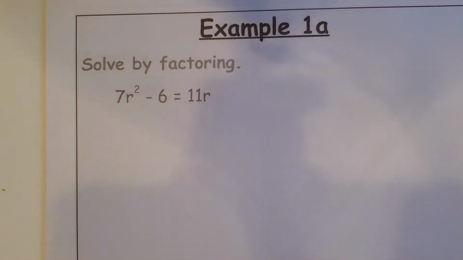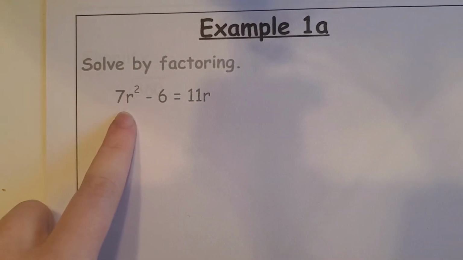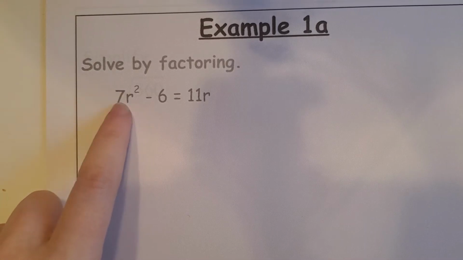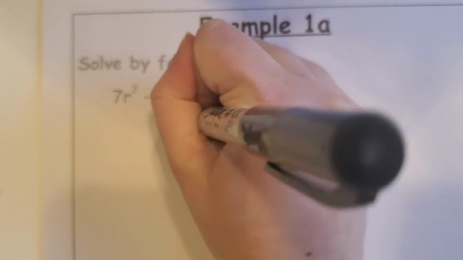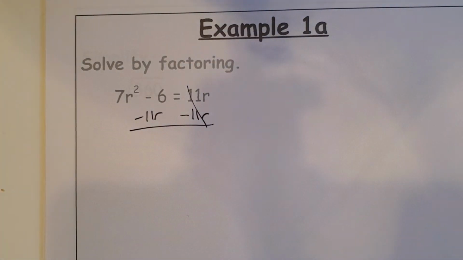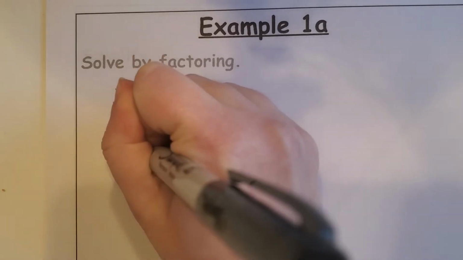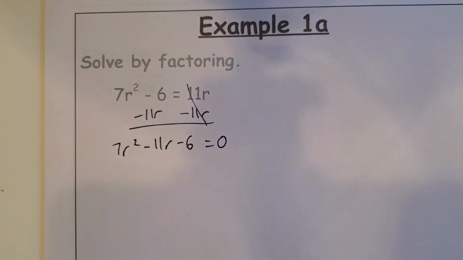All right? My trick, if you also remember, is the fact that I also recommended you keep the squared term positive. So since we have positive 7r squared, we're going to keep this on the left and move everything else over to the left side. So that means we're going to subtract 11r from both sides. And since we're factoring, we do want to keep this in standard form. So 7r squared minus 11r minus 6 is equal to 0.